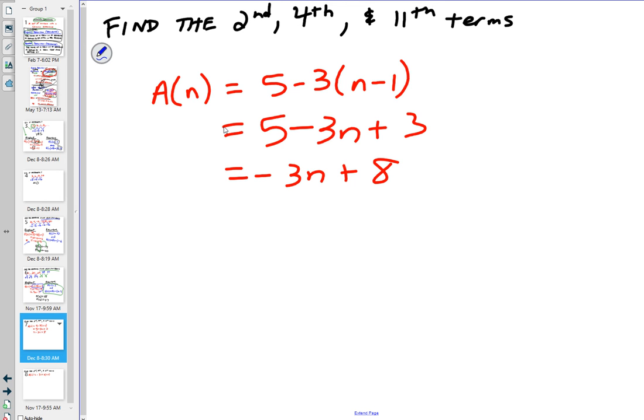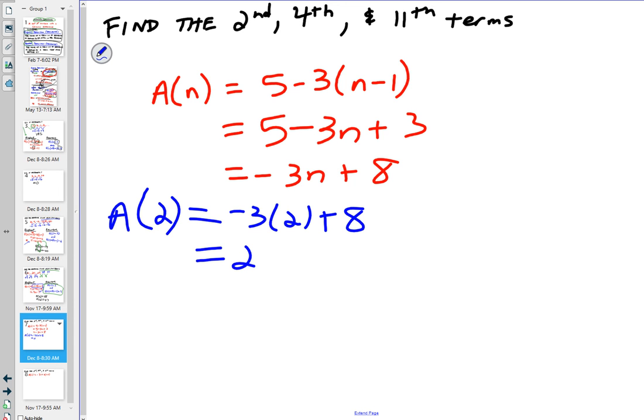Now we change the name. This is not being called f, now it's being called a. So a at 2 is -3 times 2 plus 8, which is -6 plus 8, which is 2. If I were to write the numbers out, what would be the second number I see? You just told me the first number would be 5. What would the second number be? It would be 2.